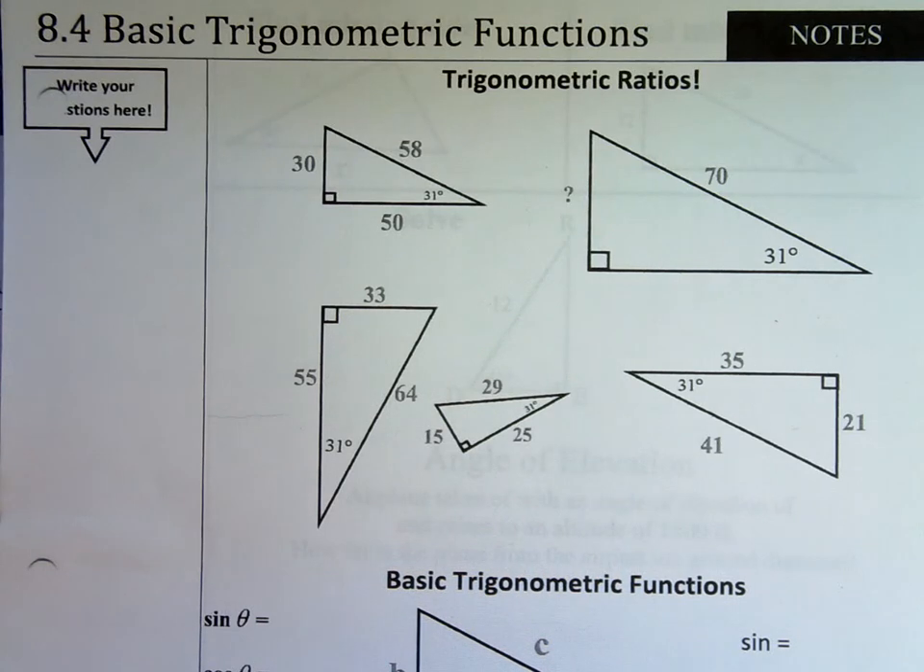Hello Pre-Calculus kids, we're going to be looking at section 8.4 today on basic trig functions. Kind of a review of things you might have learned in geometry, so hopefully it'll be an easy one for us. But they start out looking at all of these right triangles. By the way, the trig ratios that we're going to be talking about today, the sine, cosine, and tangent, only work for right triangles.